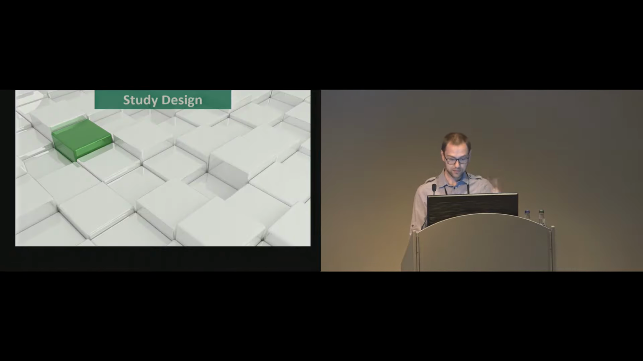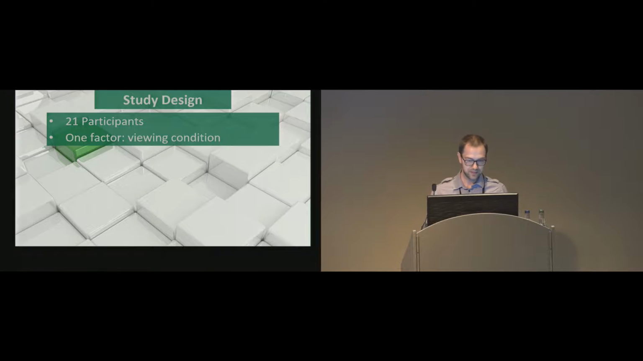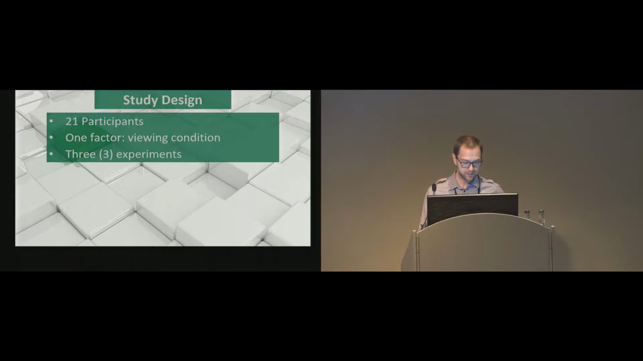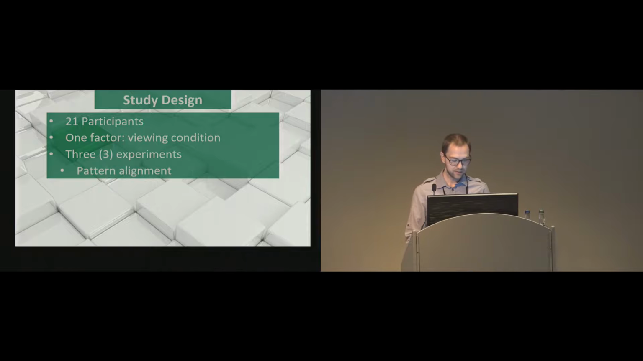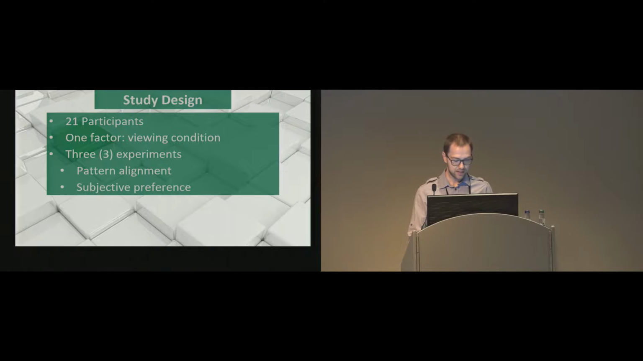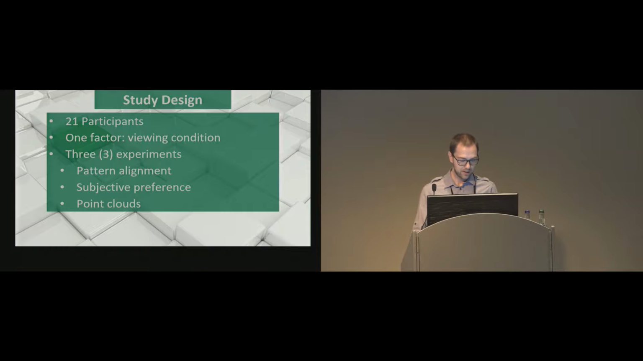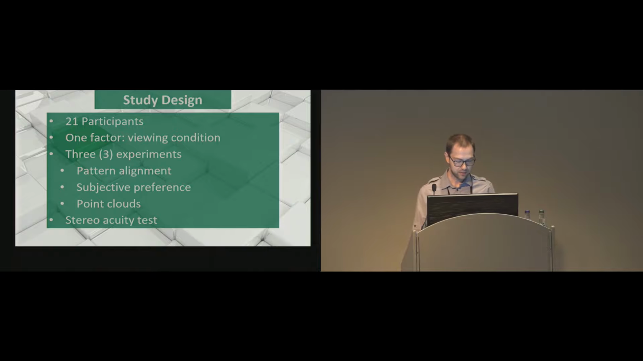Now that we had a controlled environment, we ran a user study in VR designed to answer our research questions about stereo and its effect on calibration accuracy, user preference, and user performance. It featured 21 participants, a single factor, and three experiments, including a pattern alignment task featuring a recently proposed perceptual calibration technique, a subjective preference task that had users select their preferred condition, and finally a set of 3D point cloud tasks to measure user performance. We also performed a stereo acuity test in VR, which we used to exclude some participants' data, and monitored motion sickness using a virtual reality sickness questionnaire.